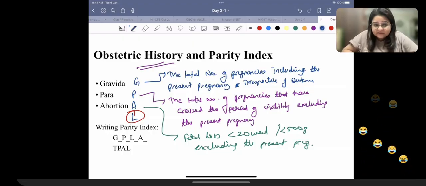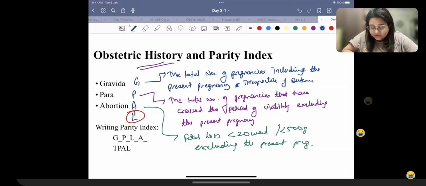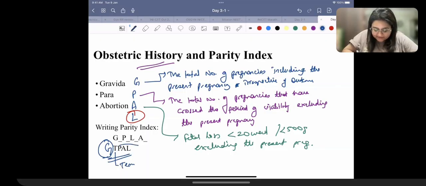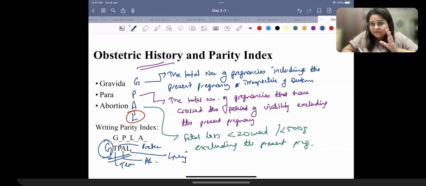So there's another, so in the US, they use this wala formula, TPAL. G is the gravida, which number of pregnancy, and T stands for term pregnancy, P stands for preterm pregnancy, A stands for abortions, and L stands for living issues. So TPAL, term preterm, उसमें preterm नहीं था. So term preterm AL. So remember TPAL in this order is what the Americans write the obstetric formula as.